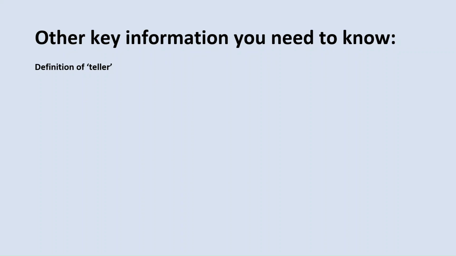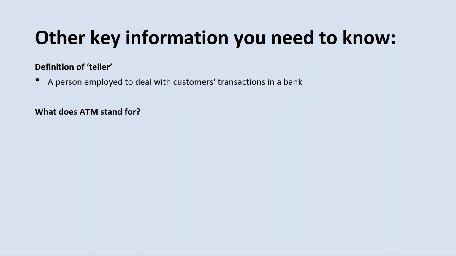So, other key information you'll need to know. Firstly, it would be useful if you knew the definition of what a teller is. Now, a teller is a person employed to deal with customers' transactions in banks, which makes an ATM, an automated teller machine, a teller machine that is automated. We might know it as a hole in the wall or a cash point.